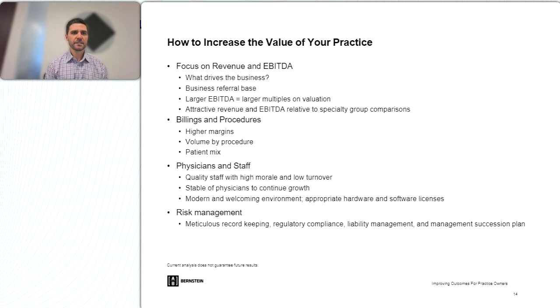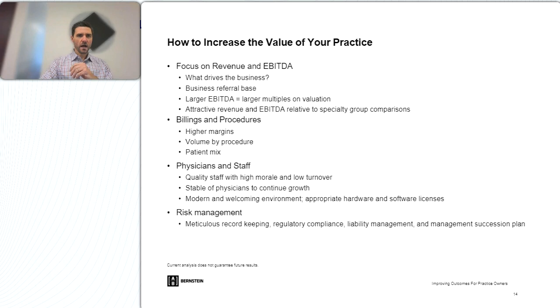Getting into how to increase the value of your practice, certainly focus on revenue and EBITDA. What drives your business? What does your referral base look like? Where are your clients coming from? Where are your patients coming from? Are there other physicians or other networks that you've tapped into for that referral base? That becomes a very important consideration for buyers: where are your patients coming from? Are they likely to continue coming? And how do we grow those referral sources to ultimately grow the practice?